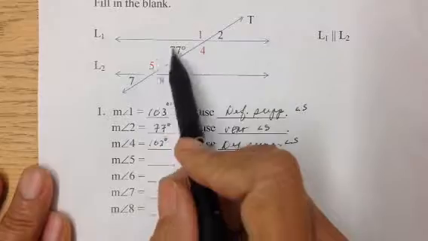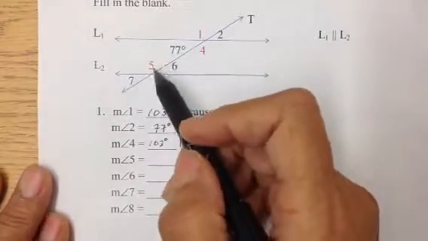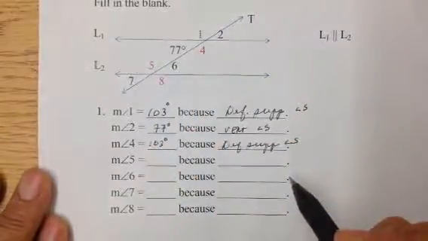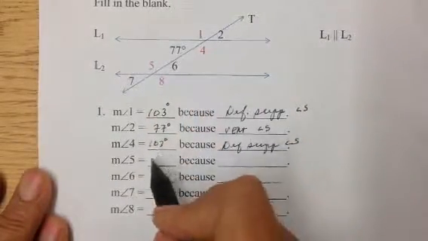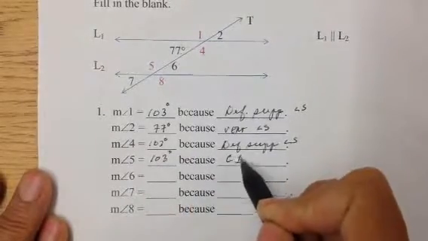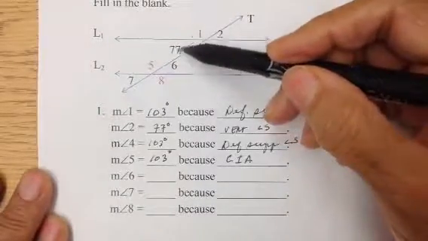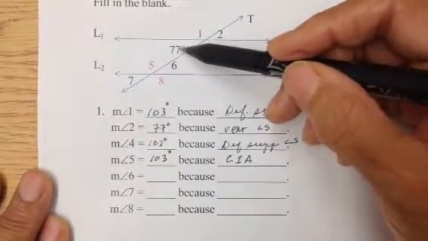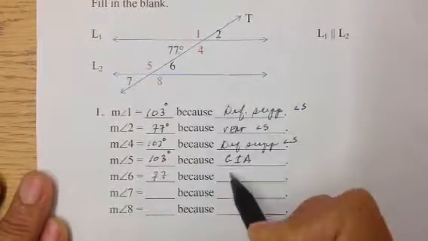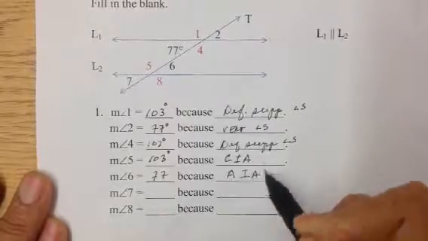Angle 5, notice these are consecutive interior angles, and consecutive interior angles are supplementary. So that's going to be 103 because of consecutive interior angles. Angle 6 is going to be congruent because they are alternate interior angles. So that's going to be 77. That is alternate interior angles.